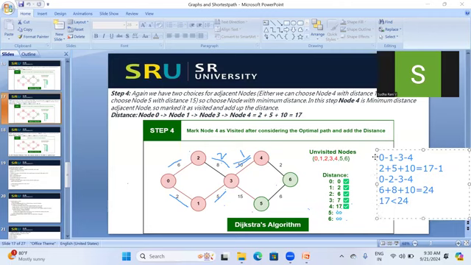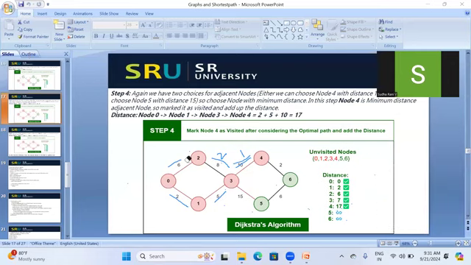So what value will we consider for node 4? We will take the path 0 to 1, 1 to 3, and 3 to 4. That is path number 1 we consider for node 4, where the value is 17. So now we completed the traversing of node 0 to 4. Okay, so up to step 4.